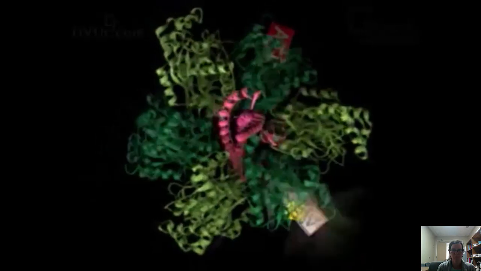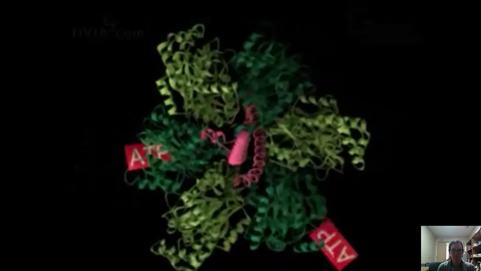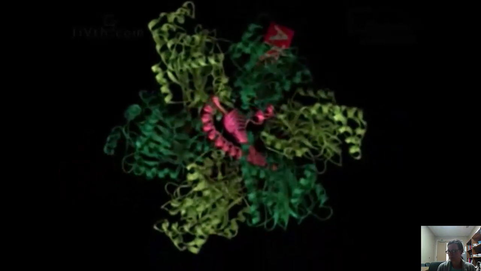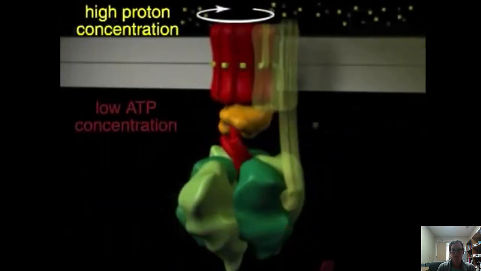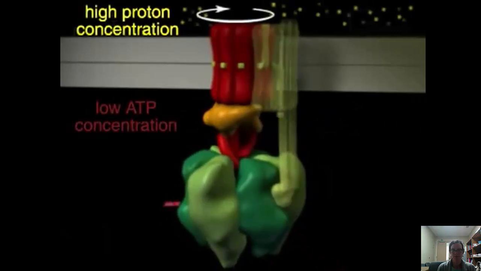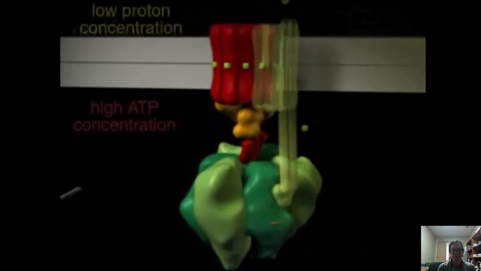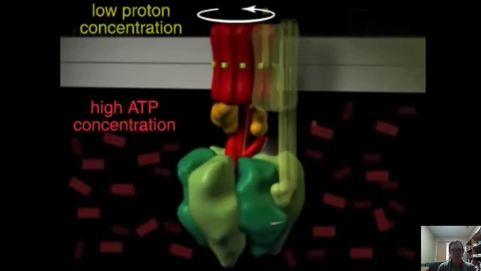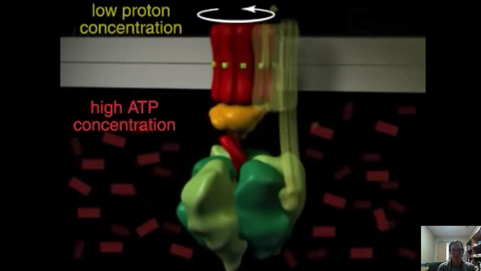In this animated model, different conformational states are lined up as a temporal sequence as they would occur during rotation of the central shaft. Like any enzyme, ATP synthase can work in either direction. If the concentration of ATP is high and the proton gradient low, ATP synthase will run in reverse, hydrolyzing ATP as it pumps protons across the membrane.